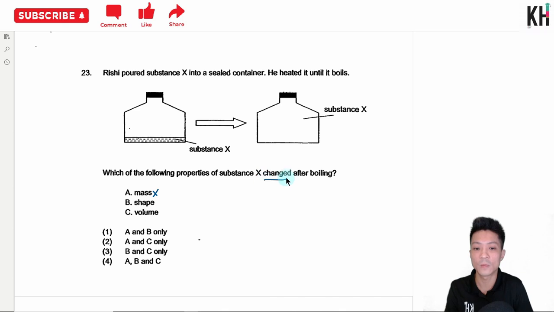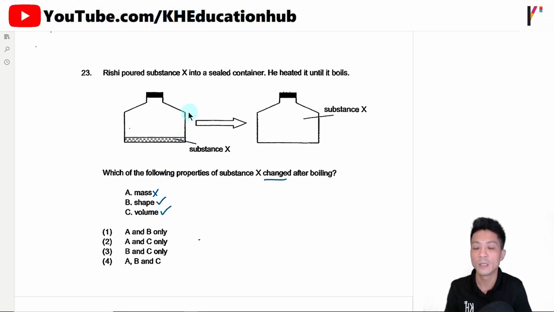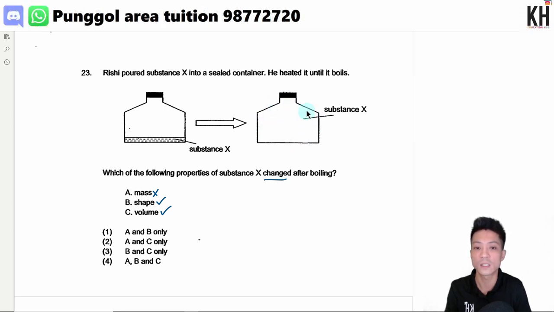They're asking for what changed. The shape changed, and the volume also changed. Because at first the volume is a lot lesser, and then after it boiled, it became gaseous, I suppose, and then it takes up the volume of the container. So the answer will be number 3, B and C.